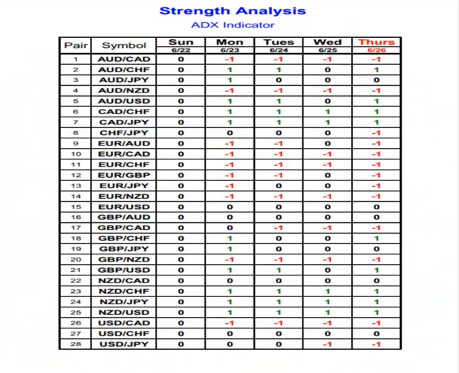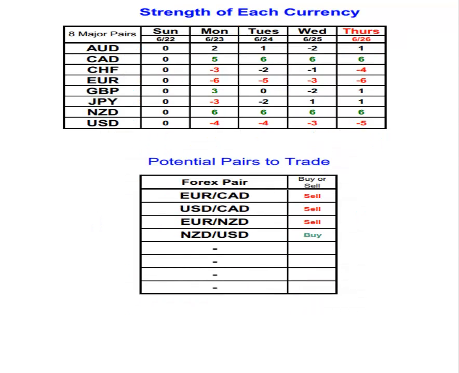Here's the ADX analysis chart for Thursday, June 26th. Please compare this with the results of your analysis. From the ADX analysis and the strength calculator, we have the following currency strengths. There are 2 strong currencies and 3 weak currencies. The qualified pairs are the Euro Canadian dollar, the US dollar Canadian dollar, the Euro New Zealand dollar, and the New Zealand US dollar. The Swiss franc pairs aren't listed.